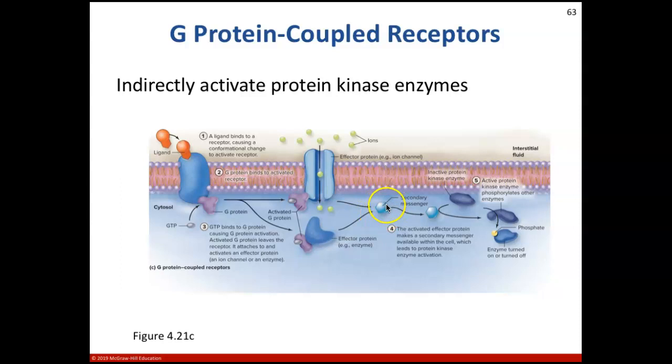and that will continue on to this inactivated protein kinase enzyme that's just waiting, and the secondary messenger will cause the protein kinase to become activated. That protein kinase will then phosphorylate other enzymes and cause an enzyme to either turn on to cause some reaction to take place or turn off in order to stop a chemical reaction from taking place.